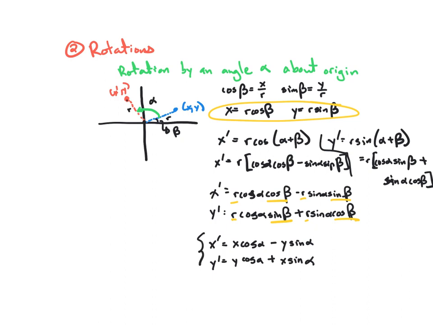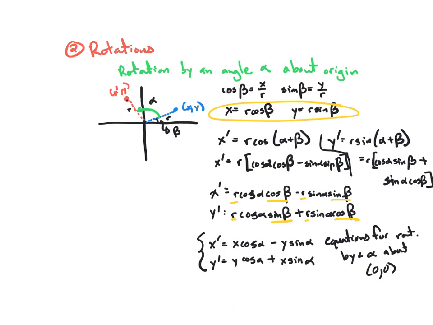Okay, and there we have it. So these are the equations for rotation by angle theta about the origin (0, 0). I'll leave it to your problem set for you to experiment with this a little bit, and you can plug an angle in and see that this works.